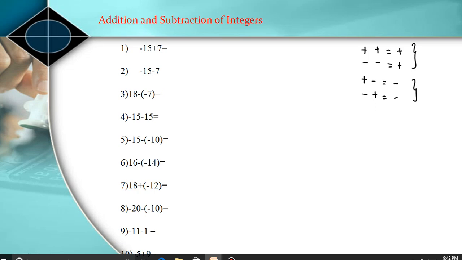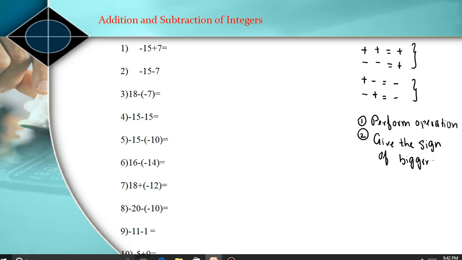Remember children, first of all you have to follow these two steps. First, perform the operation, and second, give the sign of the greater number, or the bigger number, you can say. Just do concentrate carefully now.